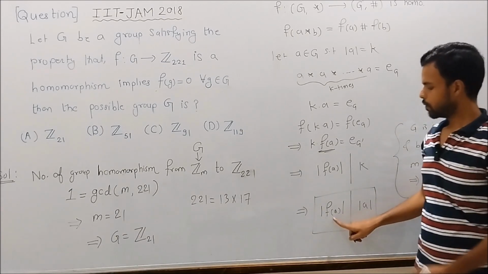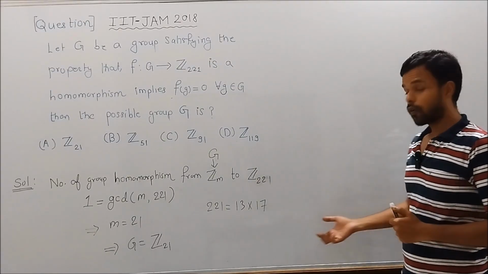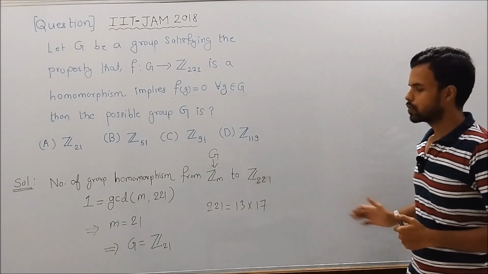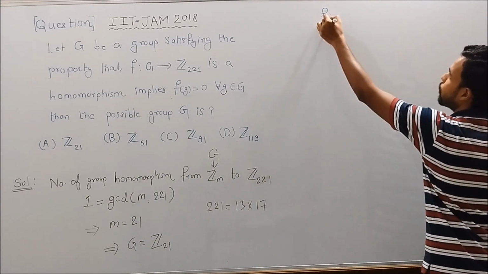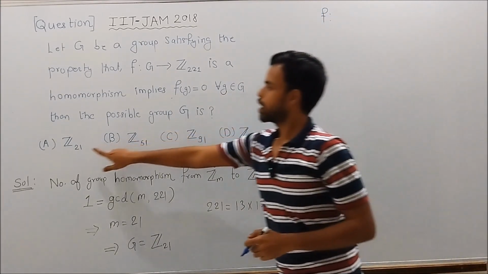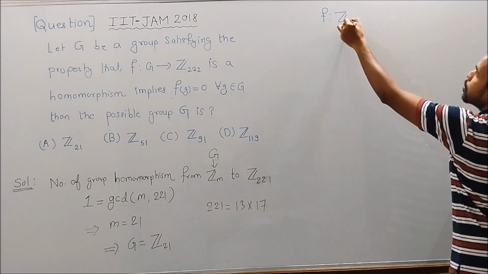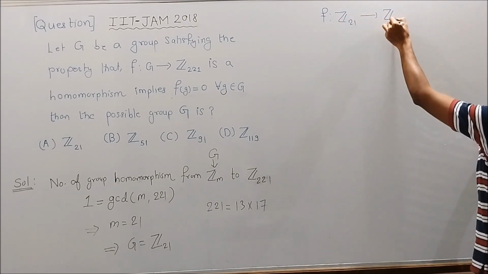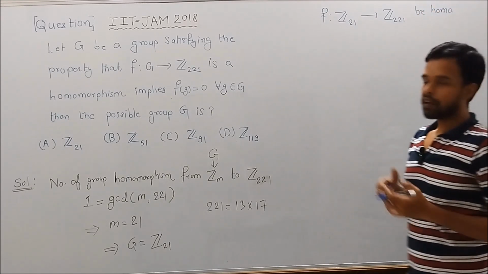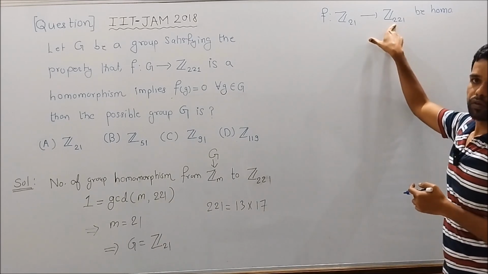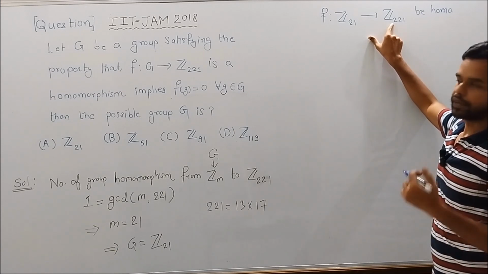So this is the property which we require to solve this question with the second method. We'll use this property, that is, order of image of element divides order of element. Now let f from G equals Z21 to Z221 be a homomorphism. We will determine what the homomorphisms from Z21 to Z221 are. Here the operation is addition modulo 21 and here the operation is addition modulo 221.